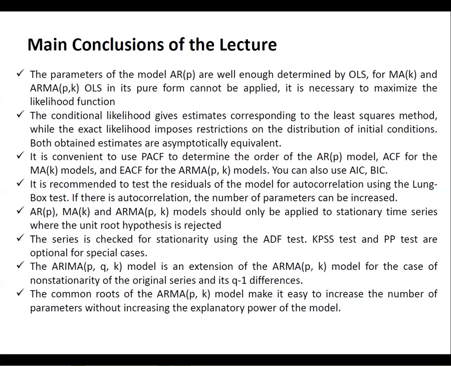And here is the last conclusion, that the common roots of the ARMA model make it easy to increase the number of parameters without increasing the explanatory power of the model, and we do not need this. Therefore, be careful not to increase the number of parameters of this model once again, and be very careful when using AIC and BIC. They often overfit your model.